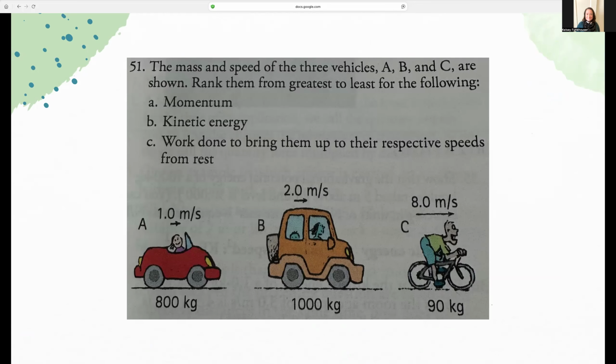We'll start with this one. So we have 3 vehicles, and their masses and speeds are shown, and we want to rank them over the following items: momentum, kinetic energy, and the work done to bring them up to their current speeds from rest. So let's take a look at this.